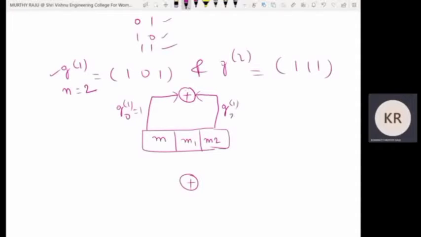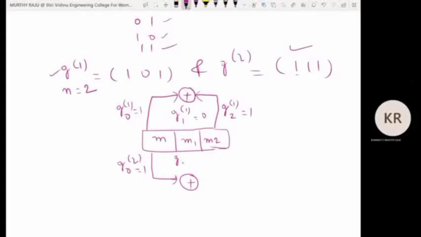G of 1 of 2 is equal to 1. G of 1 of 1 is equal to 0. That means there is no connection from M1 to the first modulo 2 adder. And similarly, consider G2, the second modulo 2 adder. Here 3 ones are there. 3 ones means here G0 of 2 is equal to 1. Connection is there from M1 to the second modulo 2 adder.